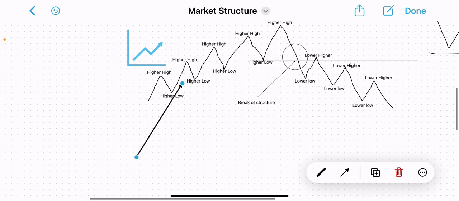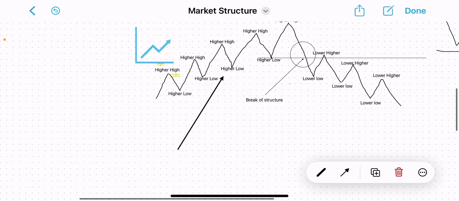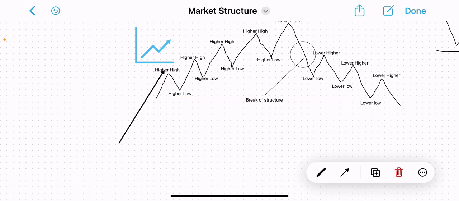So what defines an uptrend? We have this move that happens first, and we have this movement creating a higher high and a higher low. Then we have this other movement that came here, creating new higher highs and new higher lows. So we had a break of structure here. This structure was broken with this momentum, creating a higher high, and it came back to retest this same level.